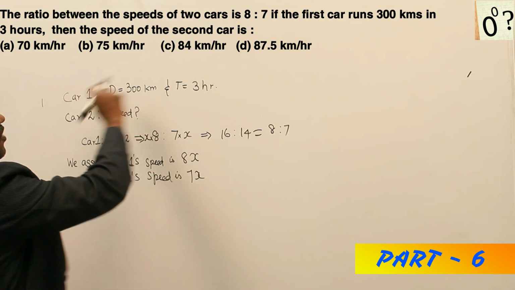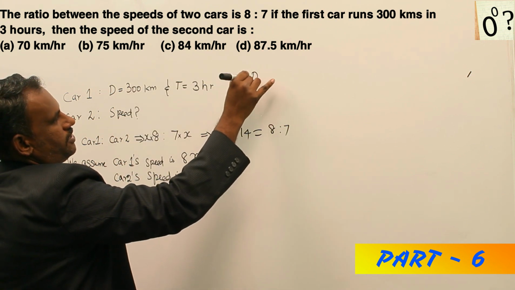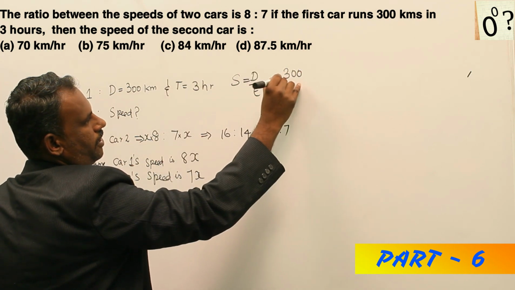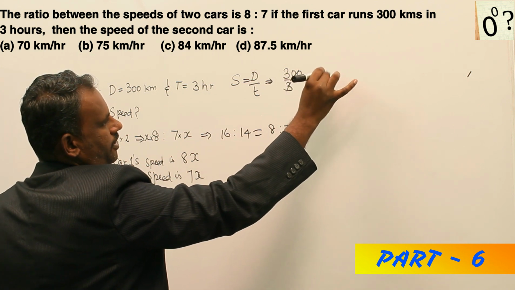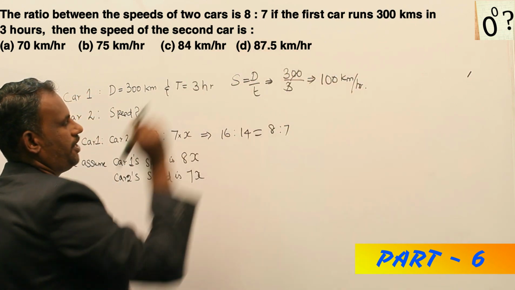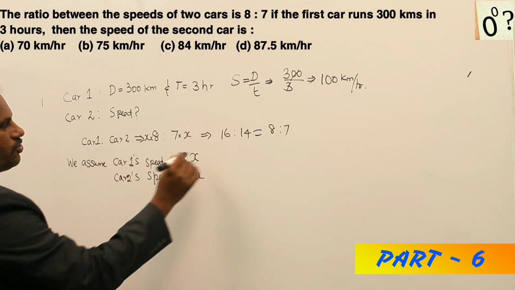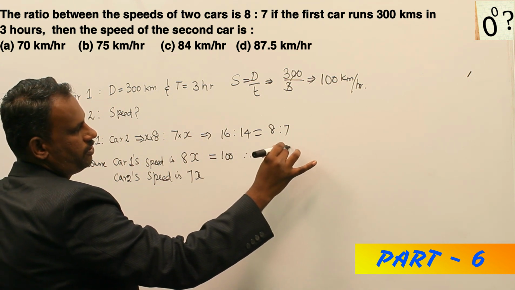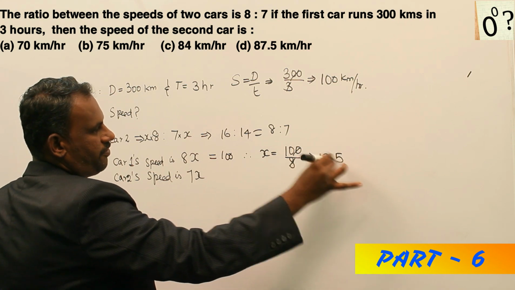Okay. So here for car 1, how do we find the speed in kilometers? We know speed is equal to distance divided by time. Here the distance is given, 300, divided by the time, 3 hours. So the speed is 100 kilometers per hour. Okay, so we got the speed 100. Here we assumed the speed of car 1 is 8x. So 8x equals 100, then x equals 100 divided by 8, which is equal to 12.5.